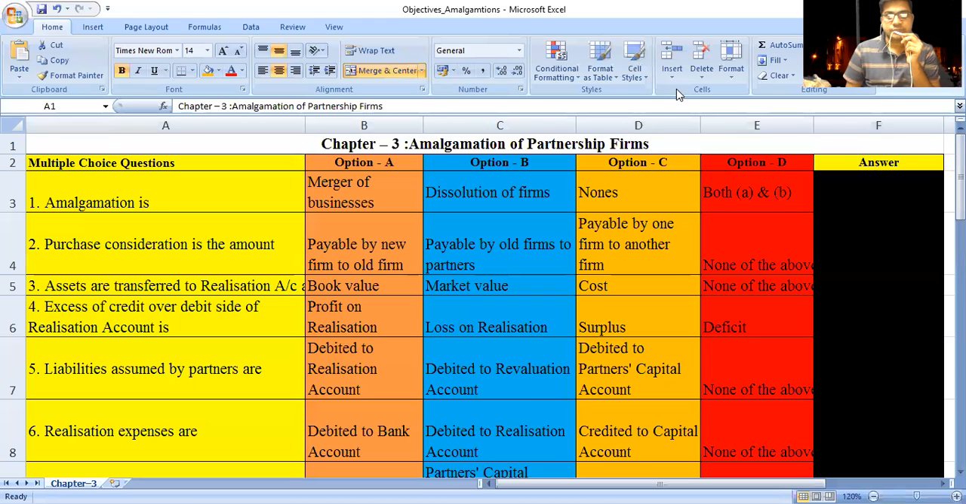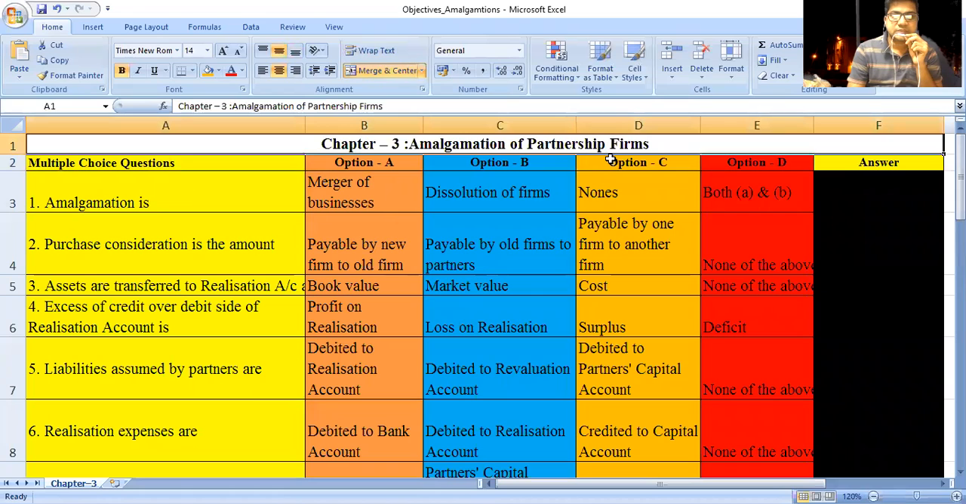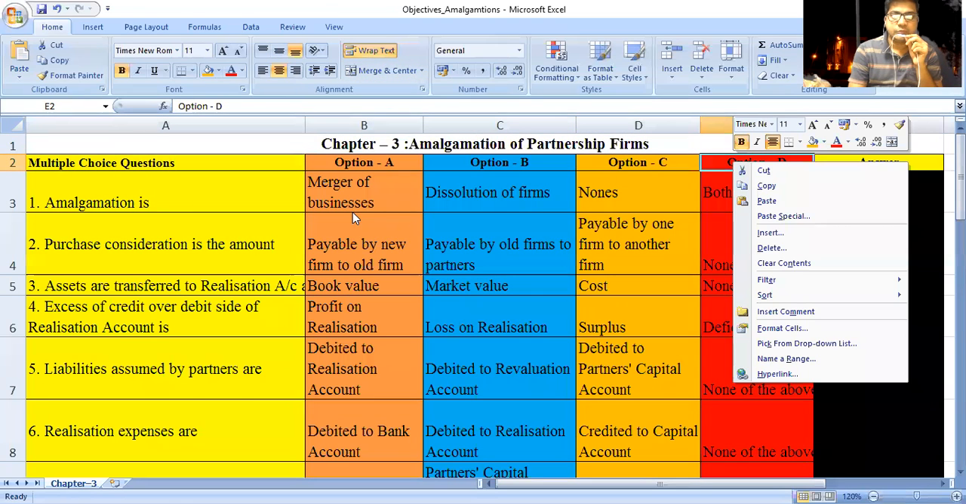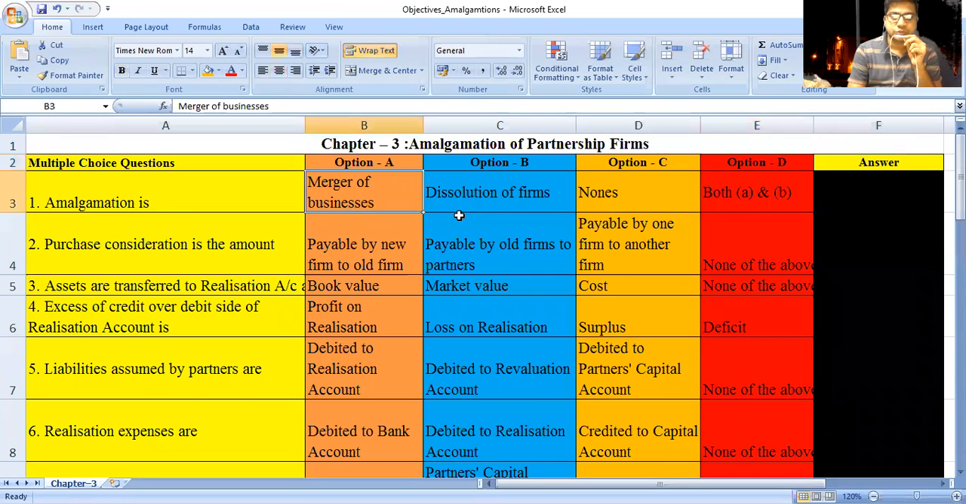Now in multiple choice questions, there is a question and options A, B, C and D, so you have to select any one option. This is the criteria. Now first question: amalgamation is option A, merger of business, option B, dissolution of the firm, option C, none, or option D, both A and B.